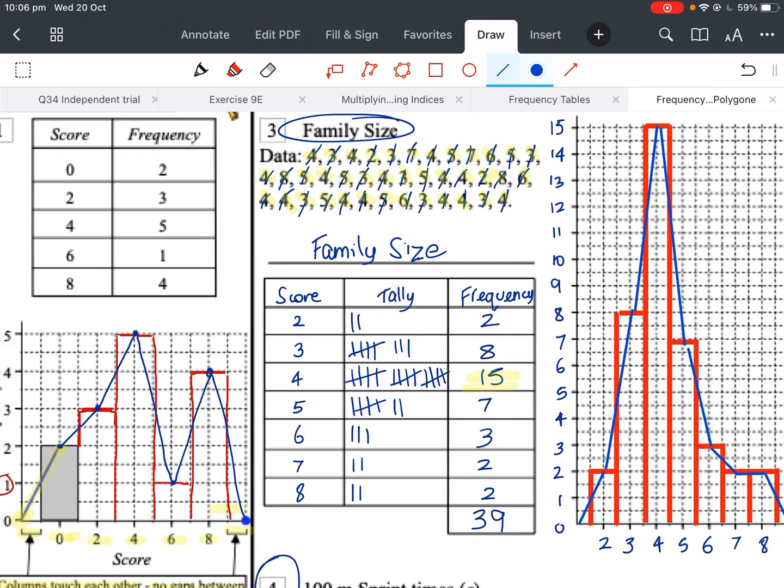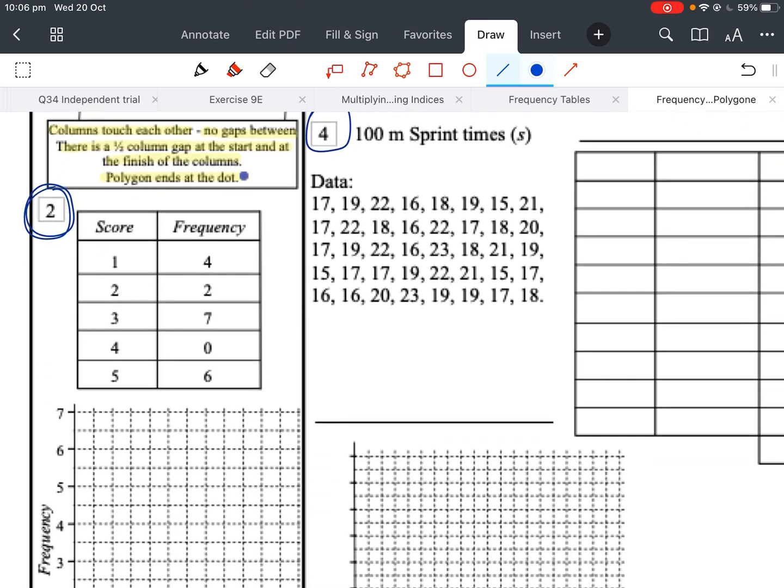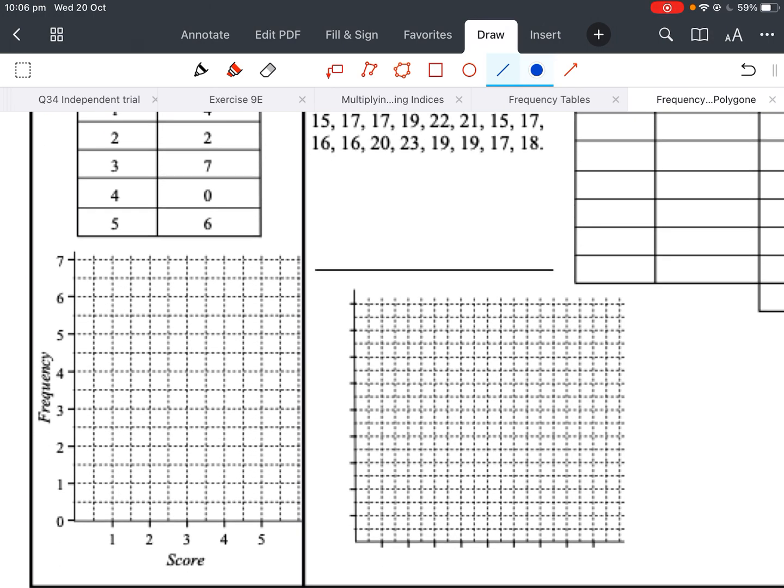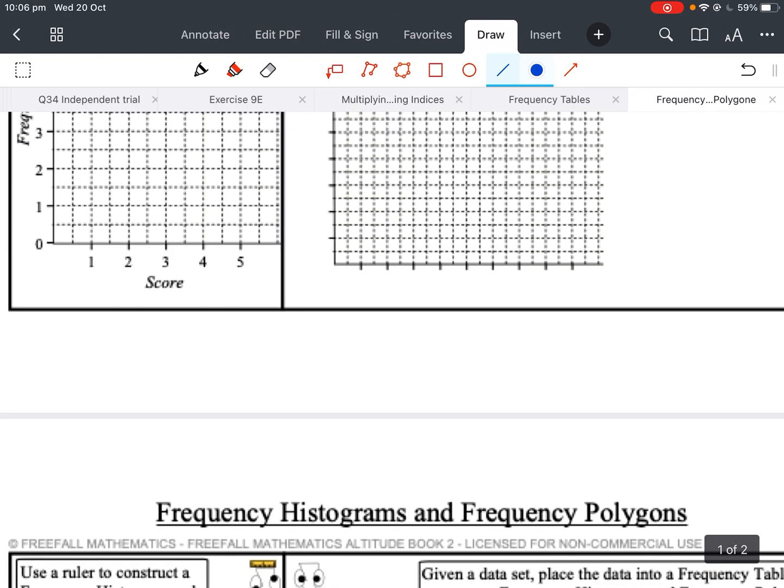Beautiful. All right. Have a go, students, at questions 2 and 4 for me. Answers are down here if you need any help. Okay. Bye.